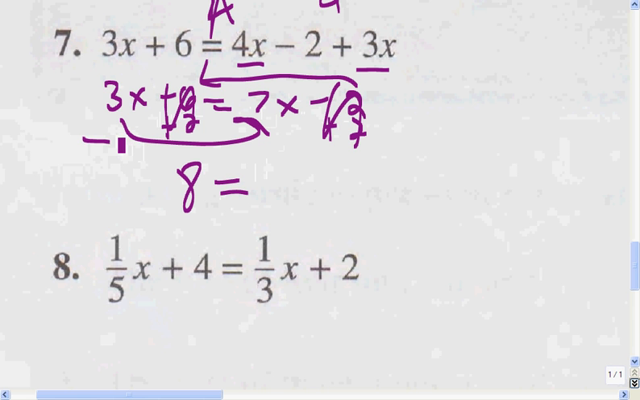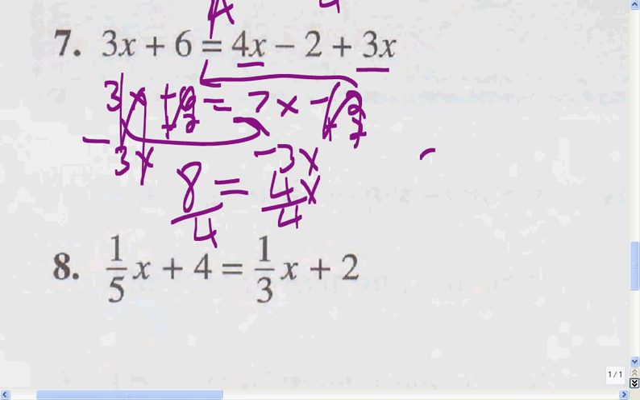I'm going to subtract 3x from this side. I'm going to subtract 3x from this side. That's going to give me 4x. Divide both sides by 4. 2 equals x.